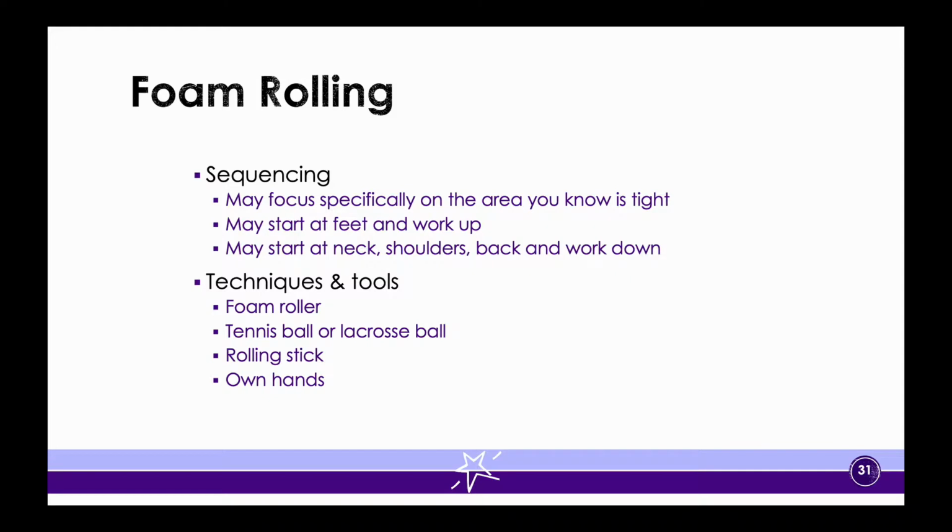So as far as foam rolling goes and some good directions to give, we kind of already talked about it. The sequencing, you can go really in any order that you want. You can go from head to toe, you can go from toe to head, you can just randomly do different body parts. There's no evidence showing what's better than the others. So you might want to just specifically focus on the area that you know is tight and get that taken care of. Or you might start at the feet and work your way up. You might start at the neck and the shoulders and the back and work your way down. It really doesn't matter as far as that sequencing goes.